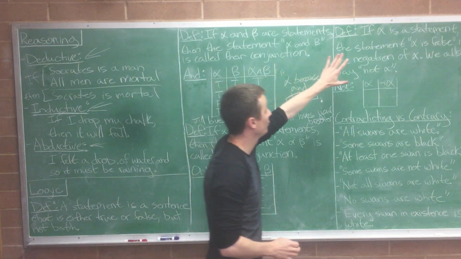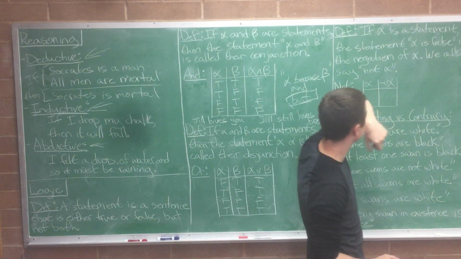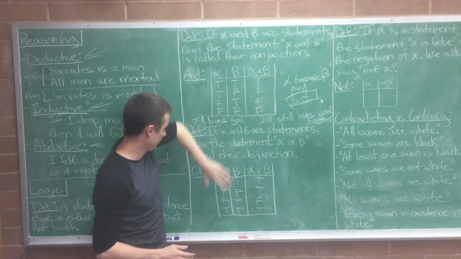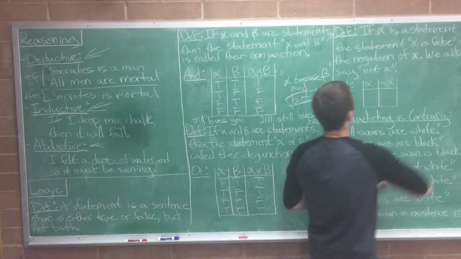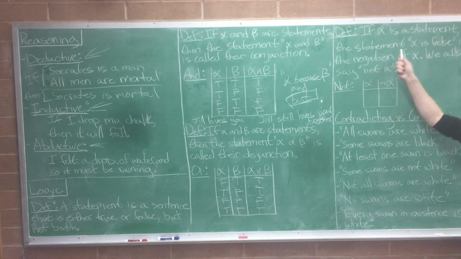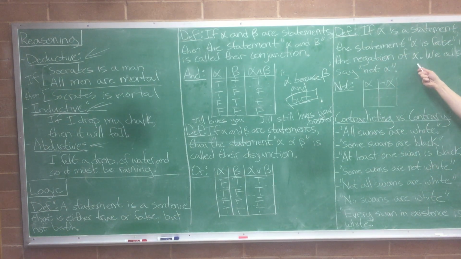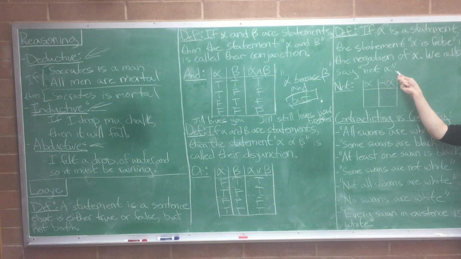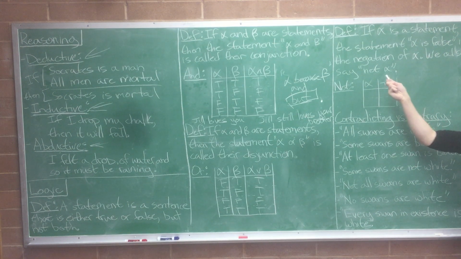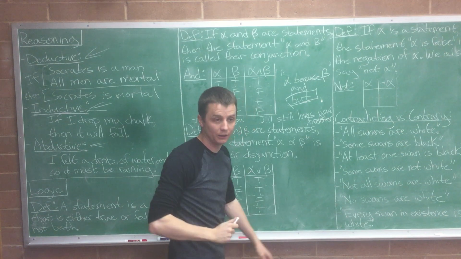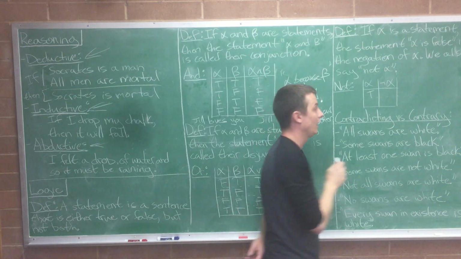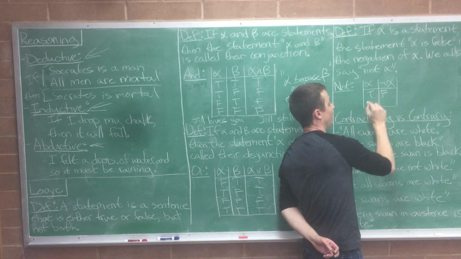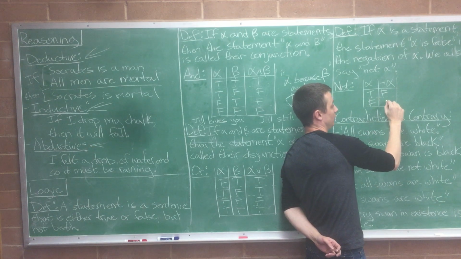So next we're going to be talking about the negation of a statement. Notice that these two before were combining two statements together; this is going to be an operator on just one statement. So if alpha is a statement, then the statement alpha is false is called the negation of alpha. We also say not alpha. Does everything I read there make sense? And we just need to fill out the table. So if alpha is true, then not alpha is false. And if alpha is false, not alpha is true.